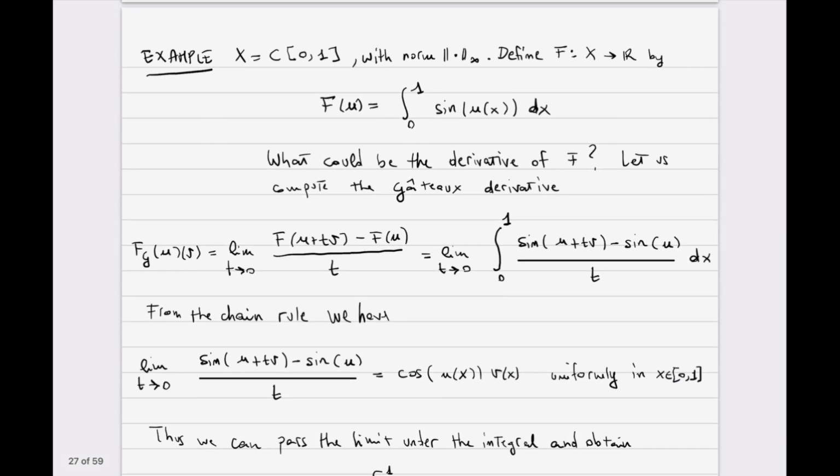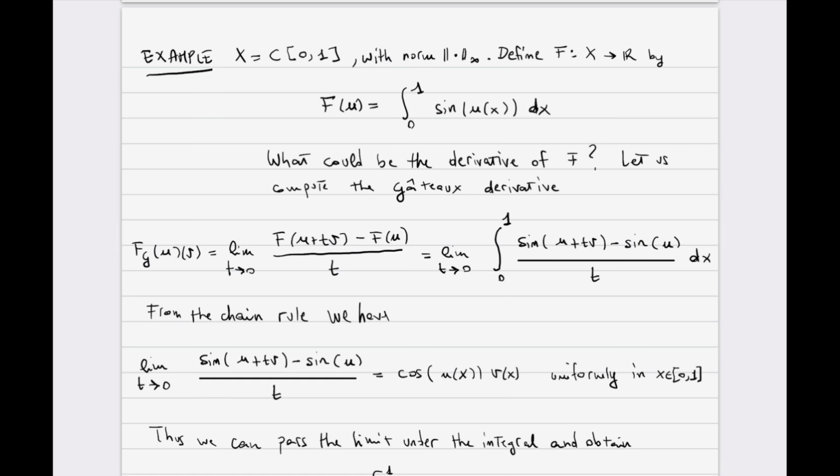As normed space, we take the continuous functions on the interval 0, 1 with the supremum norm, which we denote by this infinity symbol here. Then we define f like this. So f of u is the integral of the sine of u of x dx. So we ask ourselves what could be the derivative of f, or if f is Fréchet differentiable at all, and let's try to follow what I was saying before with proposition 1.6.